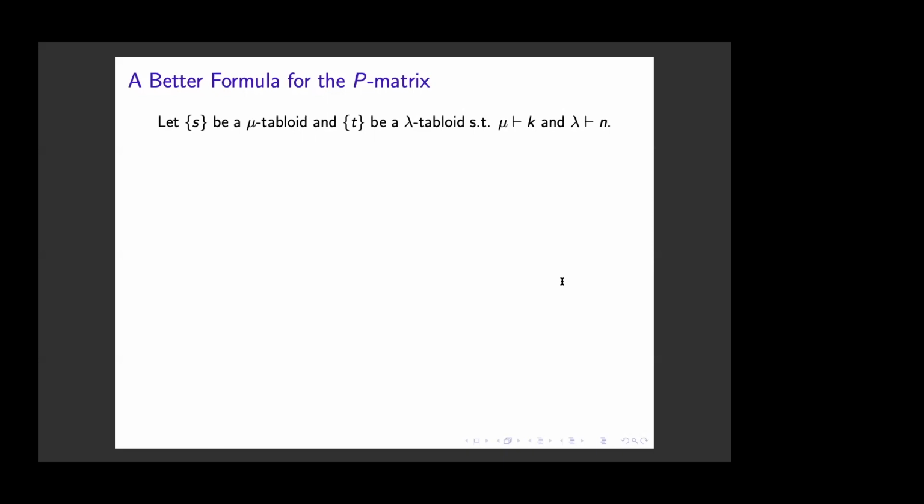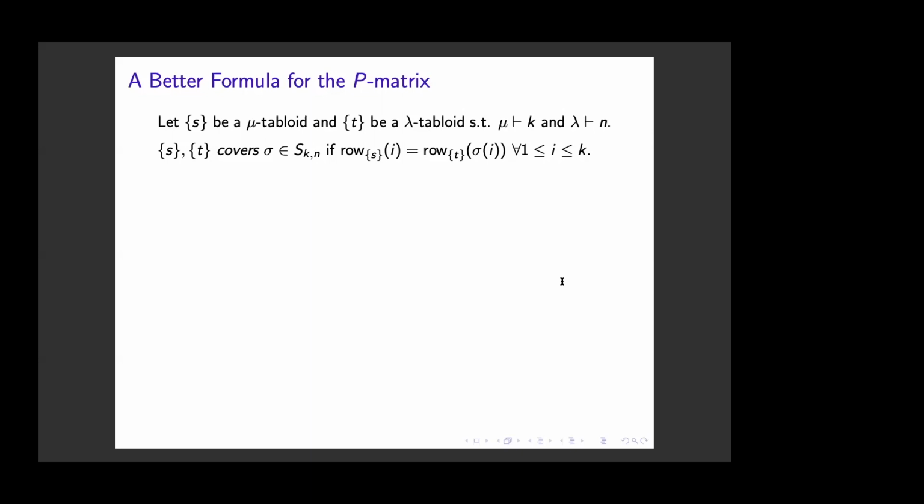So S is going to be a mu tabloid, and T is going to be a lambda tabloid, of respective shapes mu and lambda. Okay, and so we have this combinatorial definition. So I have S. I'm going to say that the tabloids S and T cover an injection sigma if, when I look at the index of the row in S in which i resides, that is the same as the index of the row in T in which sigma of i resides.